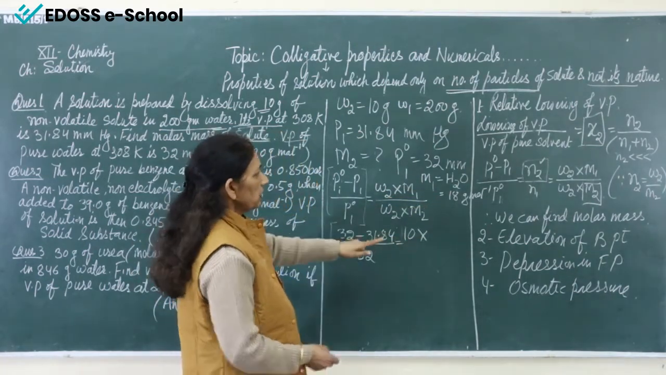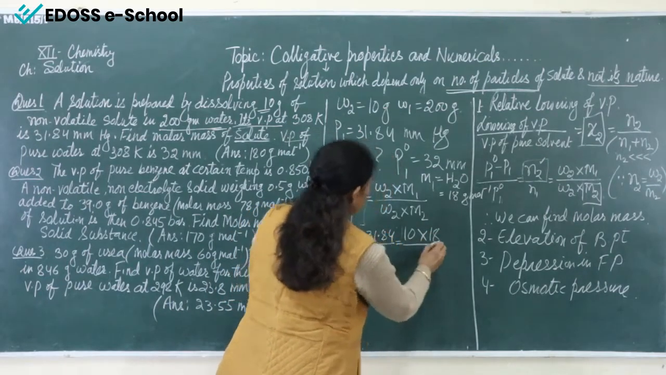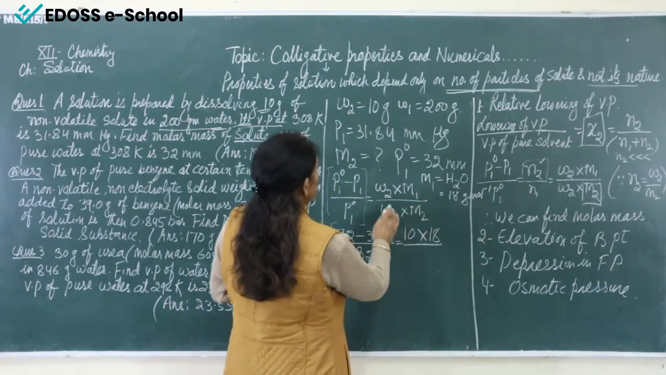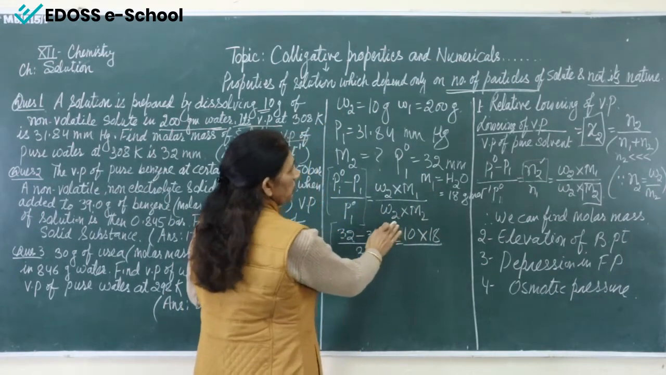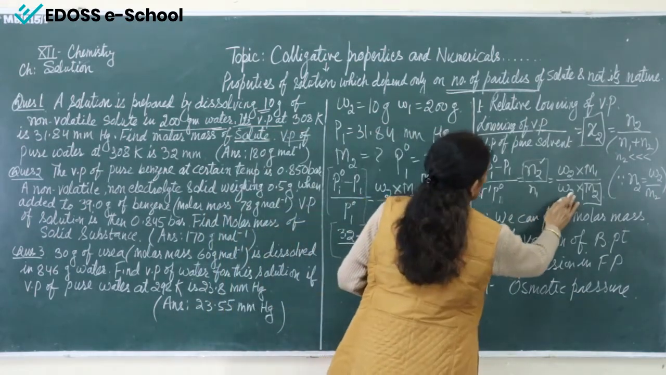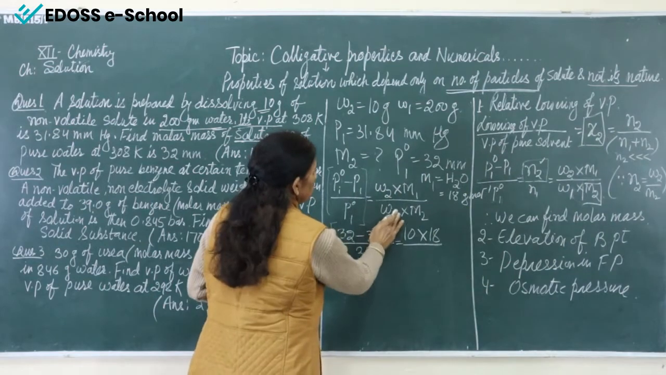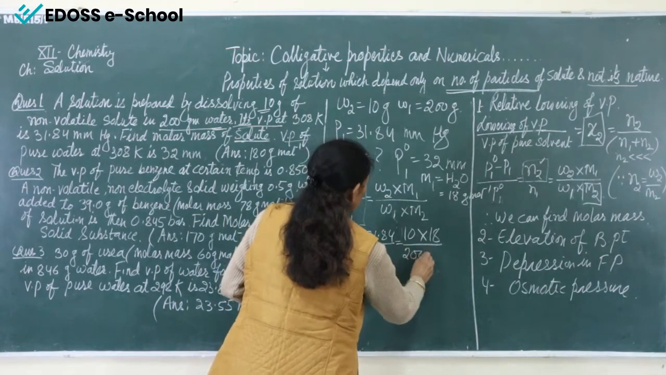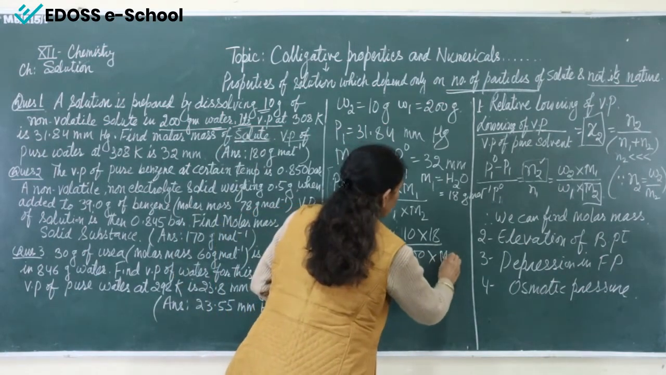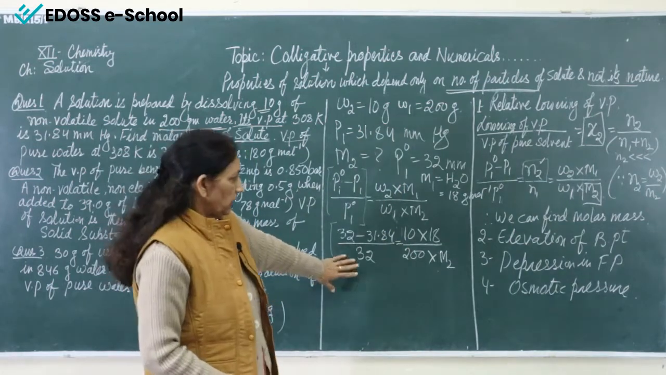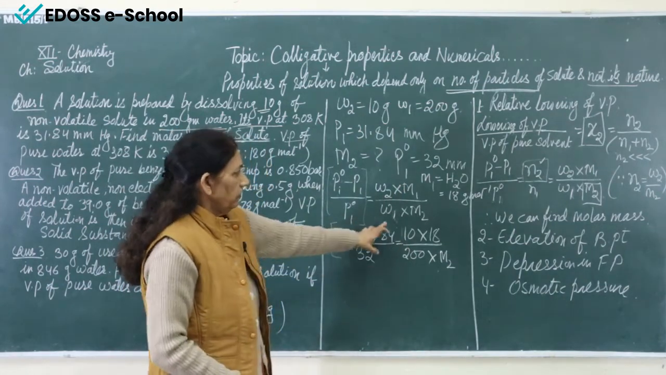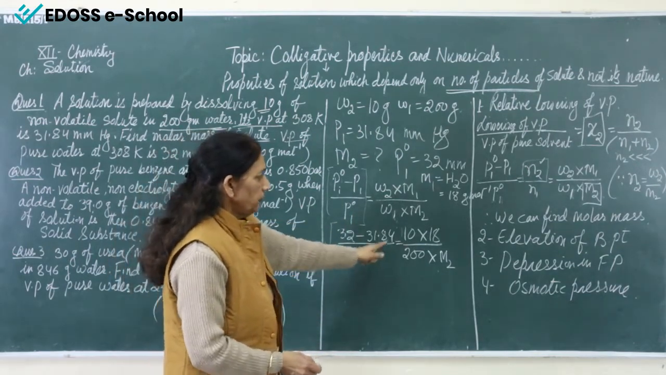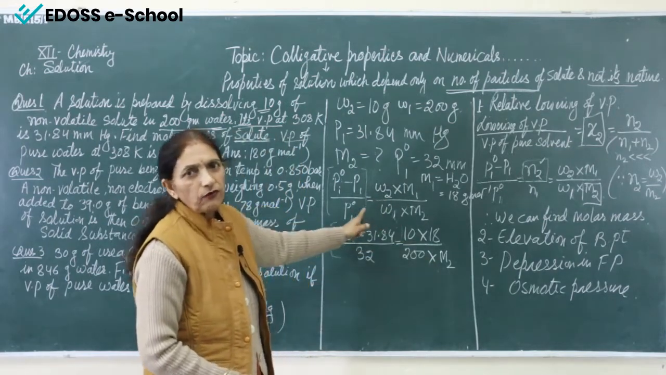So here we will put 18, and then W2 is given to you, this is 10. Sorry, this is W1, I have written it twice. So W1 is given 200 and M2 we have to find out. Is the question clear? Now first of all, we will solve this equation, and then after solving it, we will cross multiply and then we can get the value of M2.